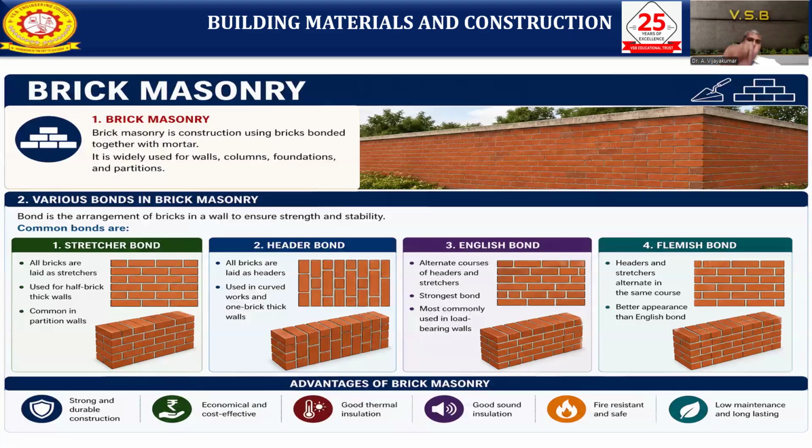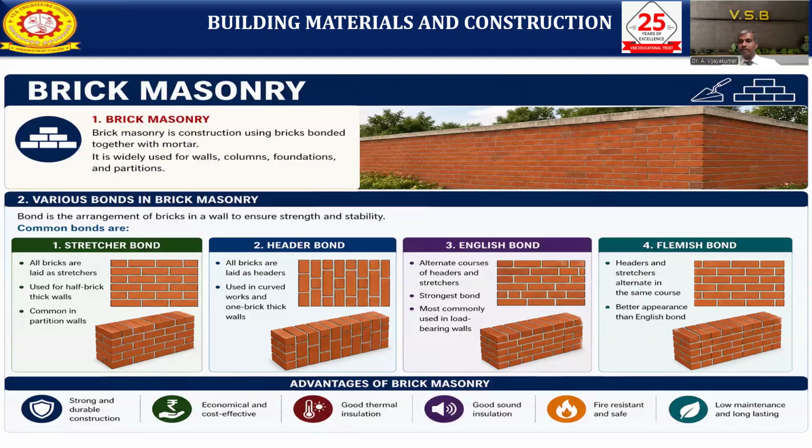Used for curved works and one brick thickness, we can use this header bond. English bond: the alternative layers, one layer should be structure, the other will be header, structure, header, like that, alternating courses of headers and structures. That is called the English bond. When compared to the structure bond and the header bond, English bond is a more distinct one, more commonly used in load bearing wall structures.